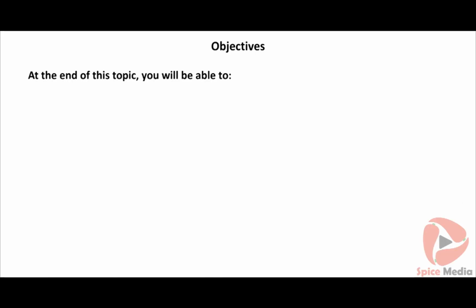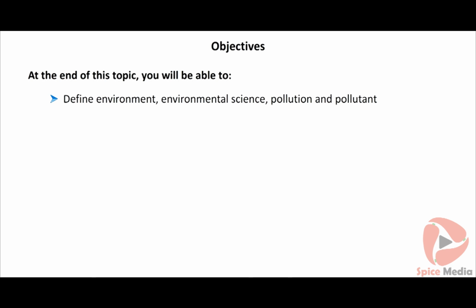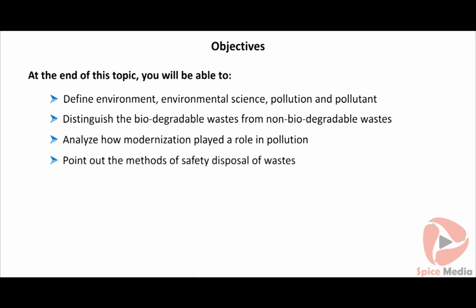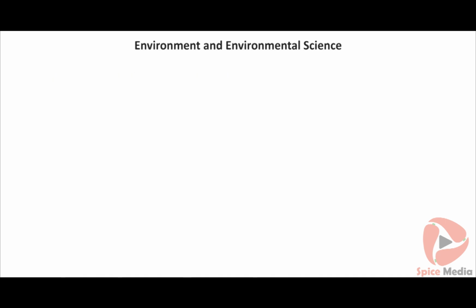At the end of this topic, you will be able to define environment, environmental science, pollution and pollutant. Distinguish the biodegradable wastes from non-biodegradable wastes. Analyze how modernization played a role in pollution. Point out the methods of safety disposal of wastes. Reason out the importance of recycling the wastes and its benefits.